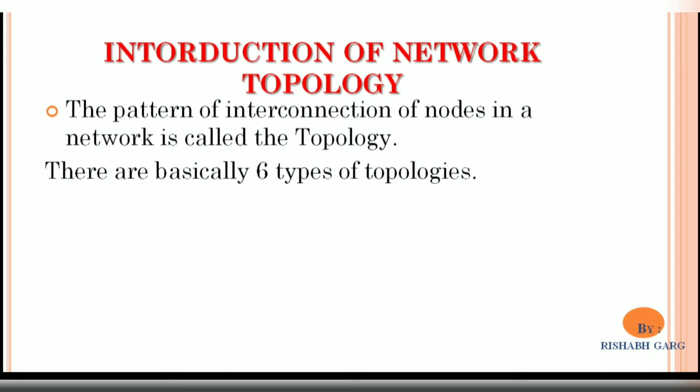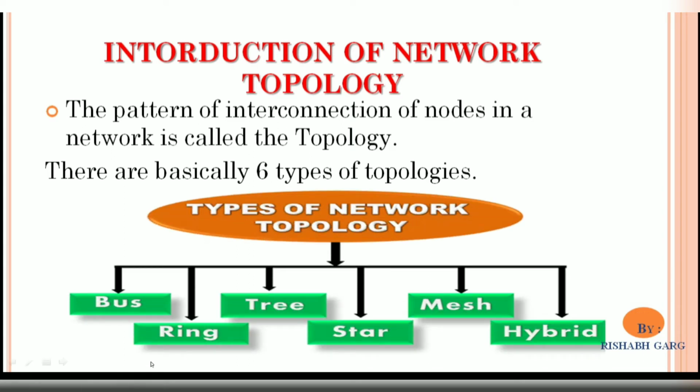There are basically 6 types of topologies: bus topology, ring topology, tree topology, star topology, mesh topology, and hybrid topology. According to our syllabus, we have only 3 kinds of topologies, that is bus topology, star topology, and tree topology. So let's understand all these 3 types of topologies one by one.